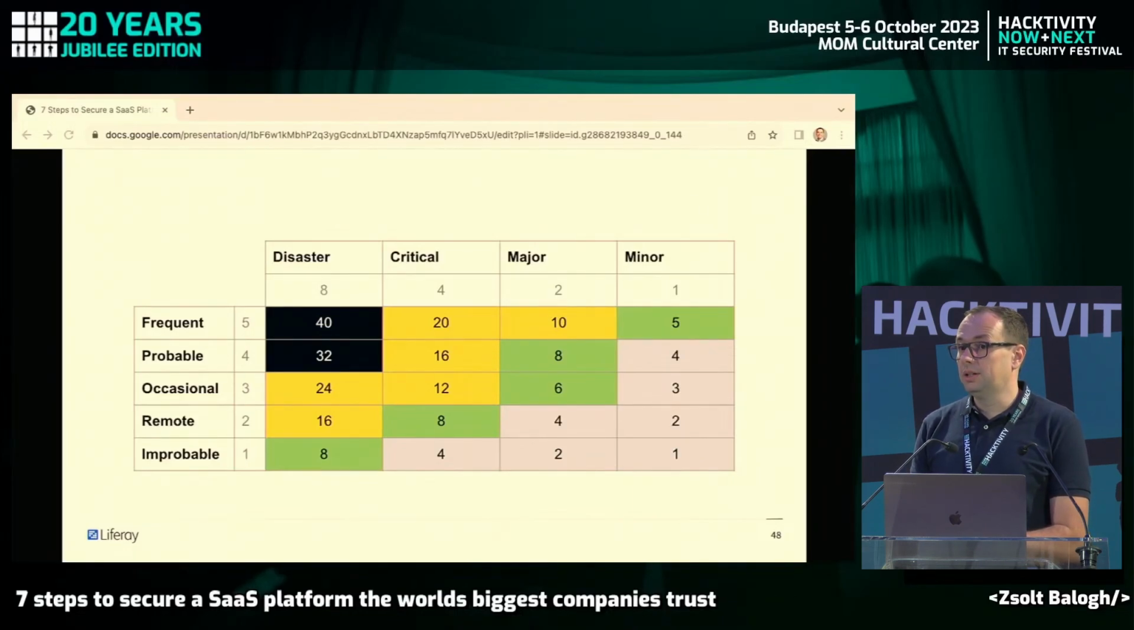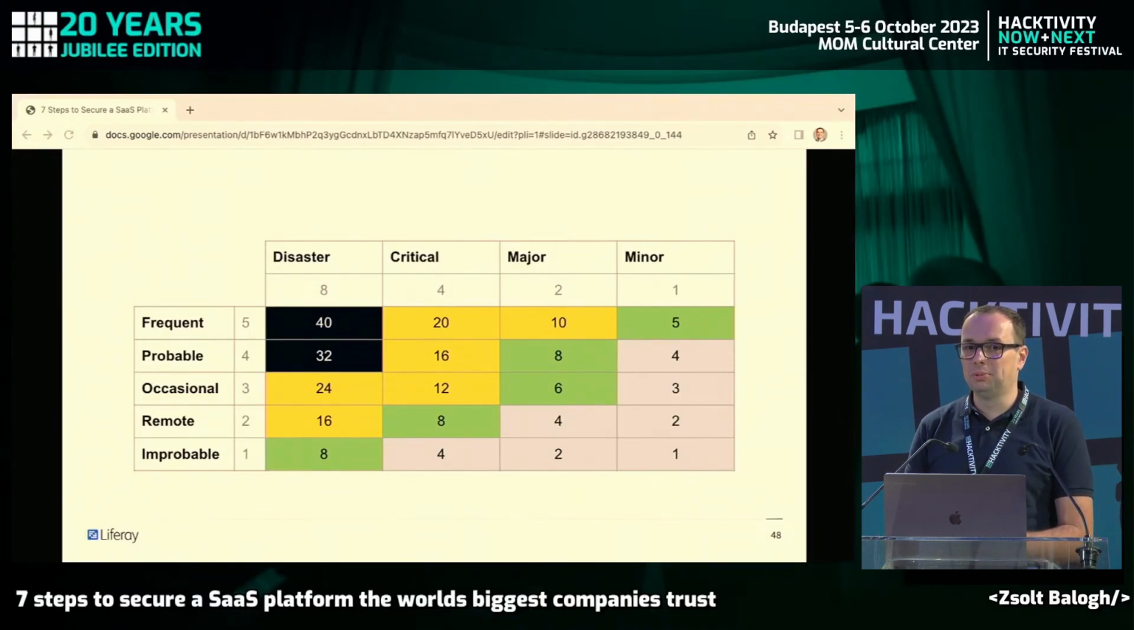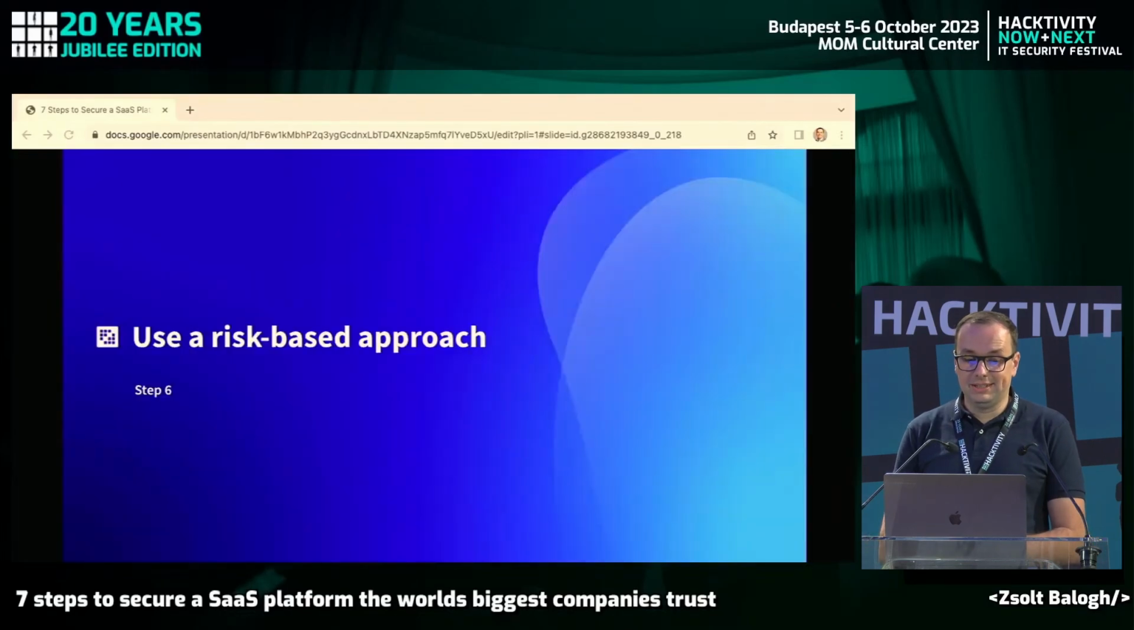After this, we called the board again, and we went through it and showed them, and we made a conscious decision together about which risks we are taking and going live with, and which risks we won't take. This is not our risk model, so don't look into the colors. This was how we explained the approach to the board. So step 6 is to use a risk-based approach.